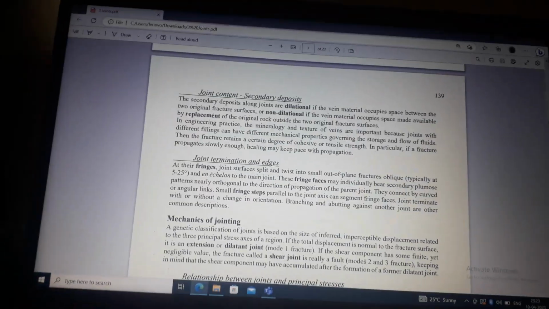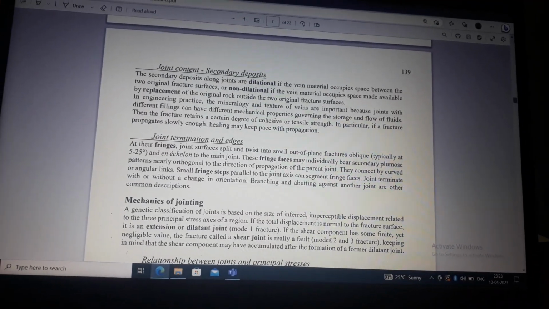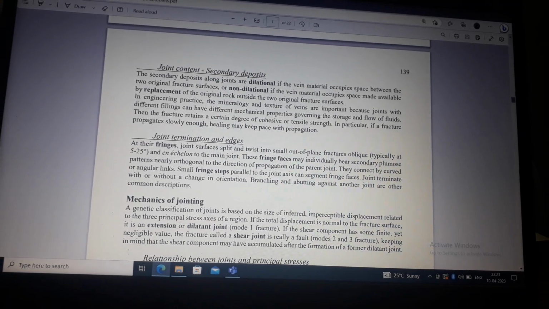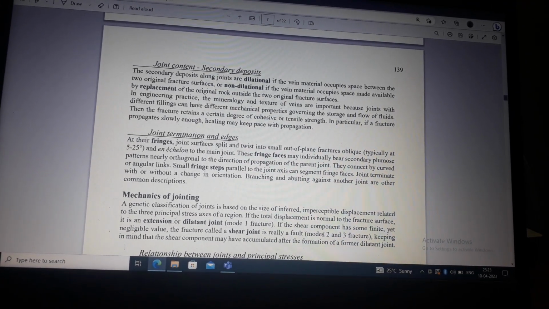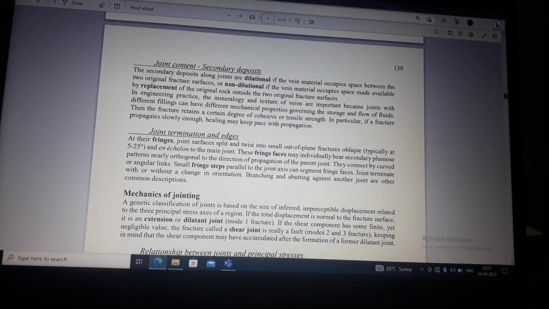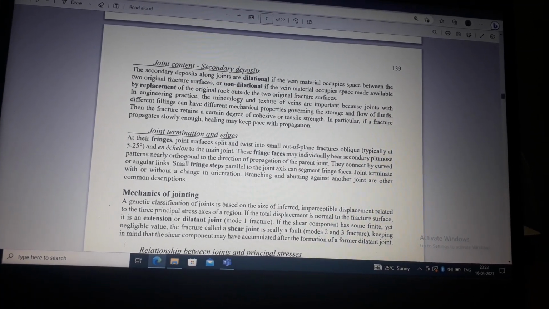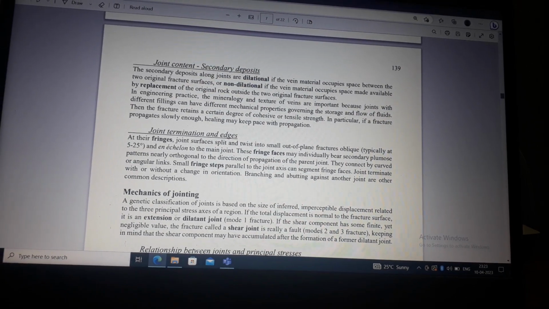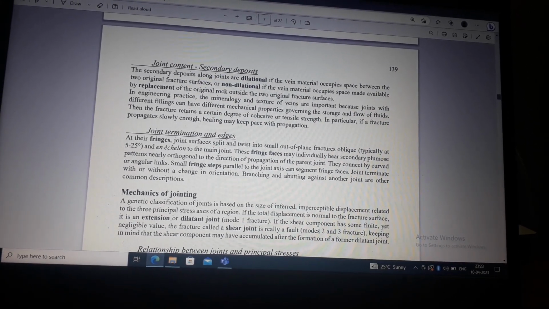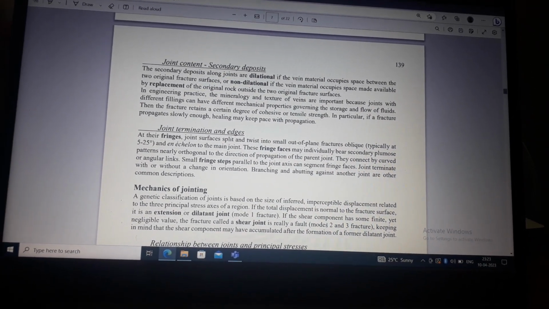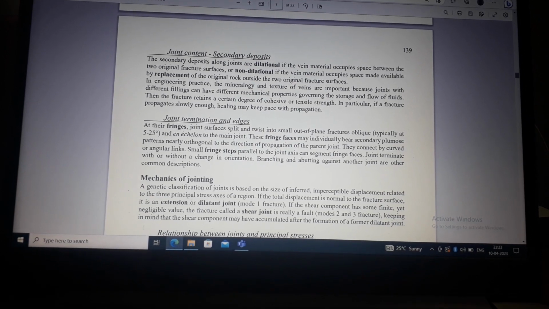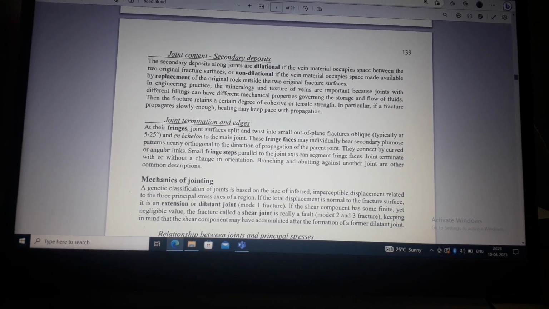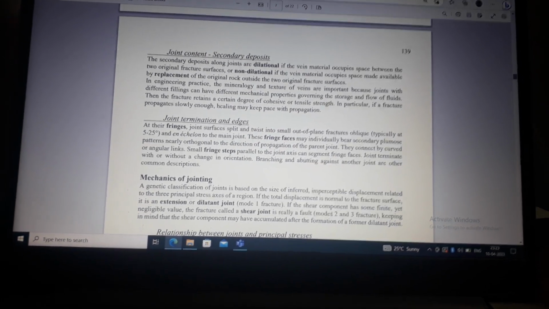Joint content. Secondary deposits. The secondary deposits along joints are dilational if the vein material occupies space between the two original fracture surfaces, or non-dilational if the vein material occupies space made available by replacement of the original rock outside the two original fracture surfaces.